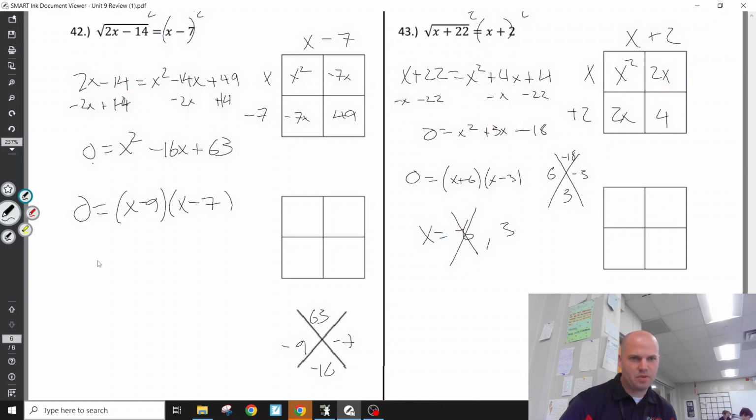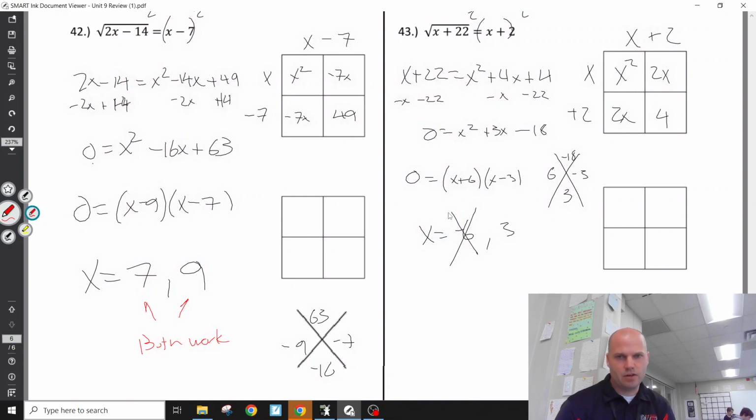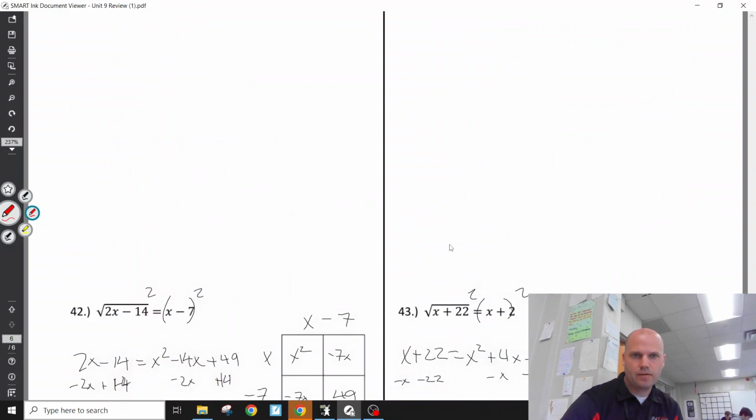Now this is a tricky one because we get two solutions, 7 and 9. We think the smaller one's probably not going to work, but in reality it does. 7 minus 7 is 0. The square root of 0 is 0, so actually both work. On your tests, in these situations you're usually going to have one that doesn't work, but it's always good to check. Okay? All right, that covers most of them.